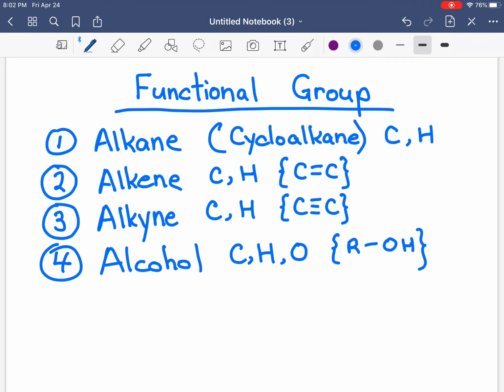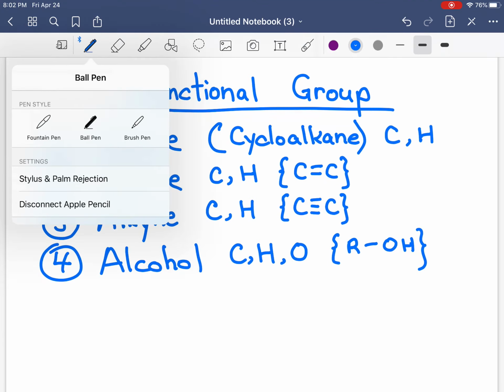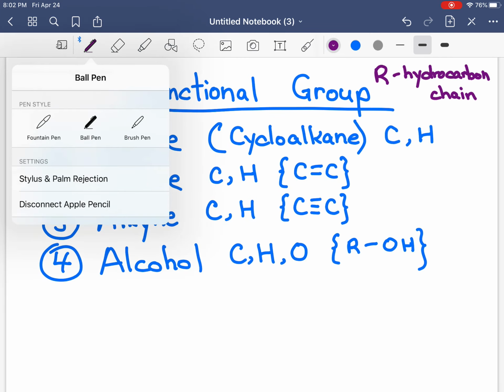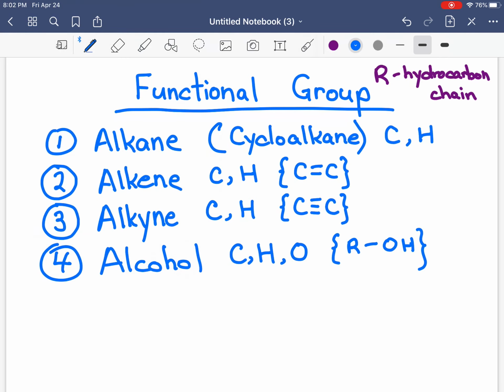Okay? Let me just write up here in case you're wondering what R is. R is some sort of hydrocarbon chain or group. Okay? You'll be seeing a lot of these hydrocarbon for the next little while. All right. We probably won't be talking about alcohol until probably next week, because this week we're most likely going to concentrate on the first 3. Hopefully we'll finish the first 3.